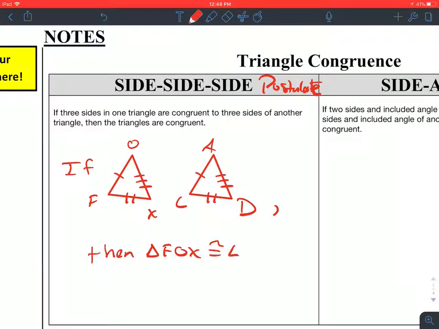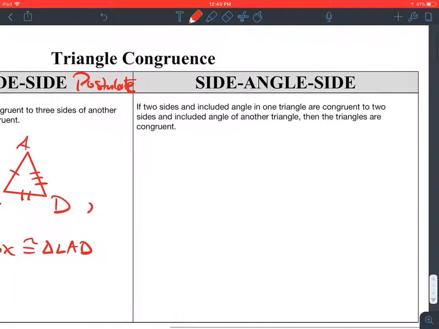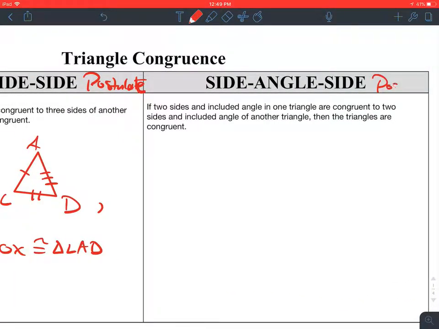Congruent means the exact same size and shape. It means corresponding sides are equal. It means corresponding angles are equal. So triangle FOX is congruent to triangle LAD, or foxy lady, if you will. Side angle side postulate.